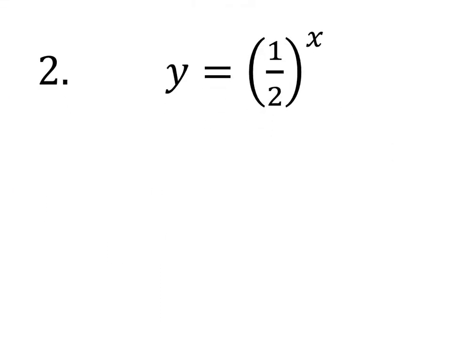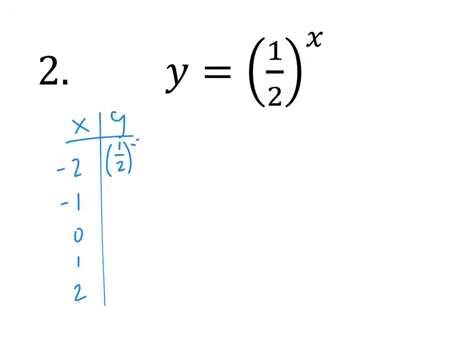Okay, let's try another one: y equals 1/2 to the x. We're going to do the same thing because we don't know how this looks. First one is 1/2 to the -2. What is that number? It's 4, but how do we get there? Flip it. So we're going to flip it first. How do you flip it?